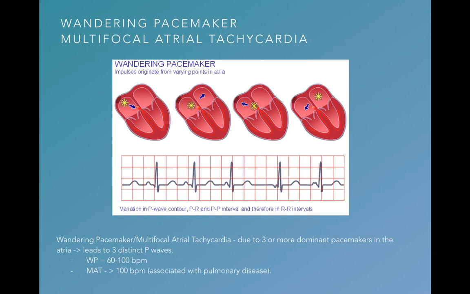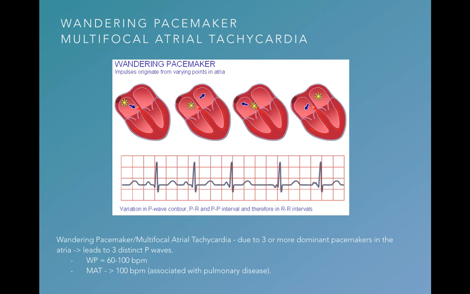If you have 3 or more dominant pacemakers in the atria, they kind of migrate from one to the other, so you get these variable P waves. And like I said, each P wave is distinct based on where it's coming from. So if you see an irregular rhythm with P waves, you know it's not AFib. Again, you want to make sure it's not something like a PAC, where the P wave is also different. But if you see 3 or more different P waves, and based on the rate, you can make the diagnosis of wandering pacemaker or MAT.